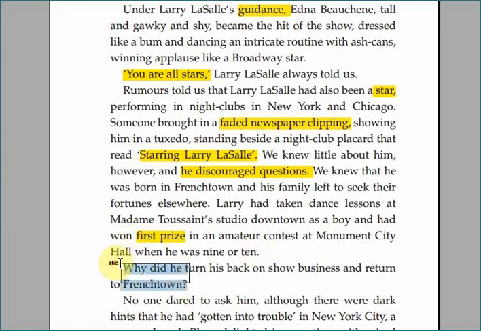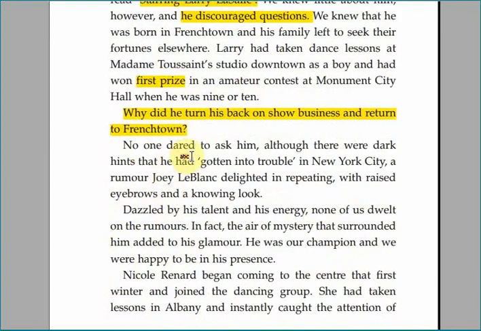But there's this question here. Why did he turn his back on show business and return to Frenchtown? It's suspicious. Why would he turn his back on it? Probably something happened. Nobody dared ask him. There were dark hints that he had gotten into trouble. Now, we don't know what gotten into trouble means at this point. It could mean anything. But obviously later on in the novel, I think we get a pretty good idea of what it means when it says that he got into trouble in New York City.